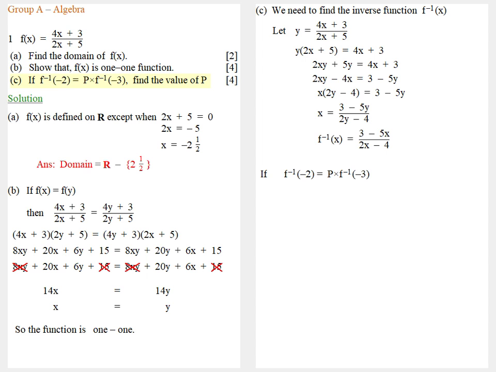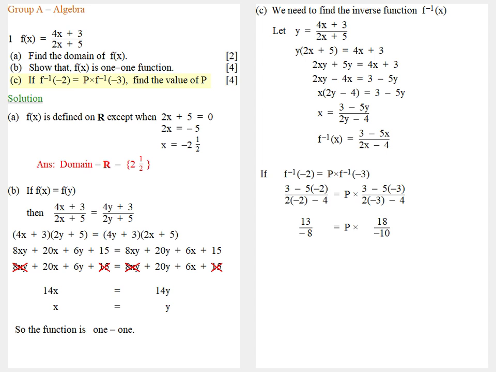Now we can use the formula that we were given. The inverse function of -2 is equal to p times the inverse function of -3. Just substitute in -2 on the left-hand side and -3 on the right-hand side. We end up with (3 - 5 times -2)/(2 times -2 - 4) is equal to p times (3 - 5 times -3)/(2 times -3 - 4). Now that simplifies down to 13/-8 equals p times 18/-10.